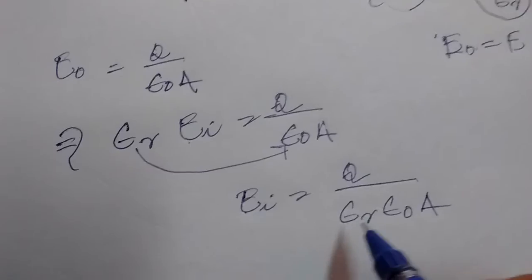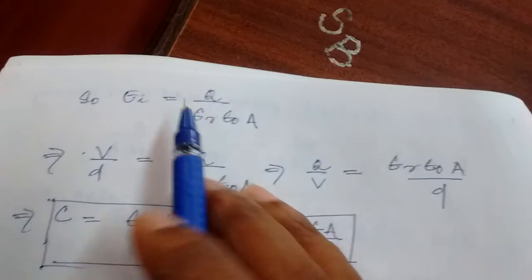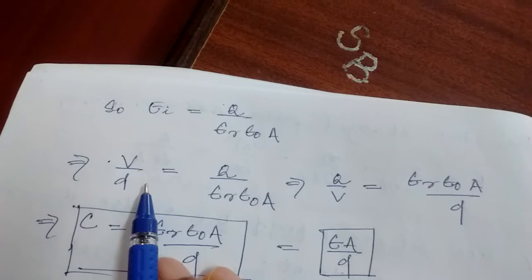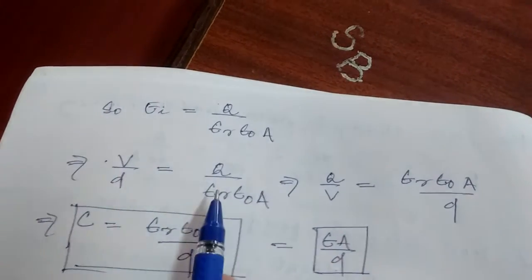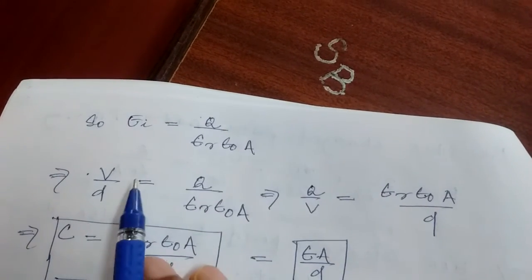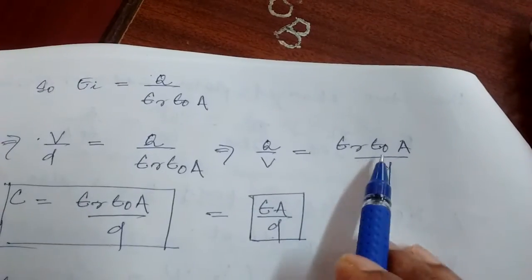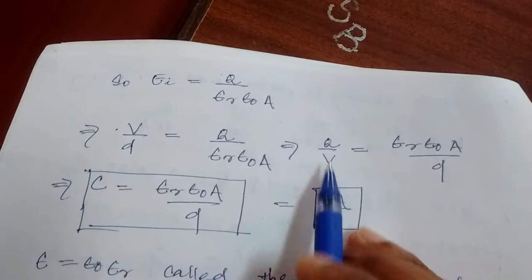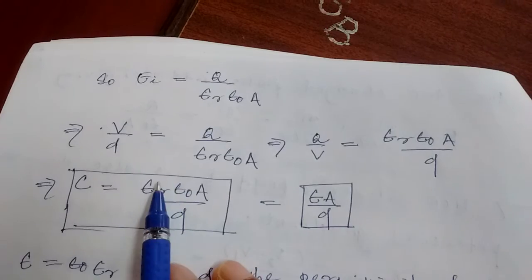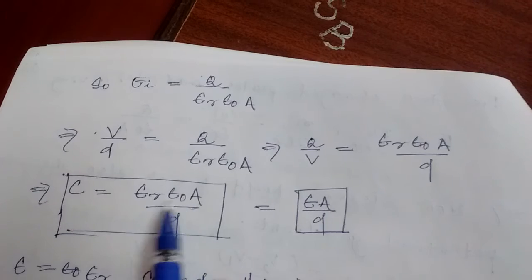Now EI is equal to Q by epsilon r epsilon naught A, and electric field is nothing but potential gradient, that is V by d. We are concerned with only the magnitude, that's why the negative sign has been omitted. So Q by epsilon r epsilon naught A is equal to V by d. From this we can easily get Q by V is equal to epsilon r epsilon naught A by d, and Q by V is nothing but C, capacitance. Capacitance now becomes epsilon r epsilon naught A by d. So this is the capacitance in the presence of a dielectric.